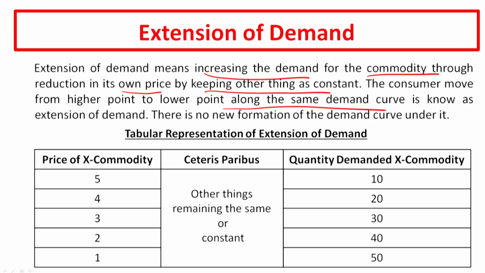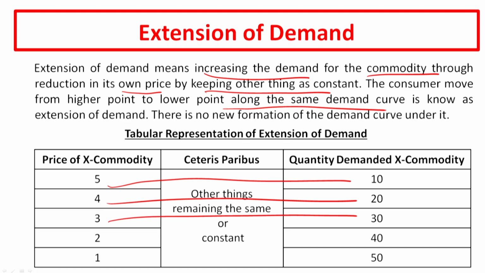There is no new formation of the demand curve under it. If you have a look at the table representing extension of demand, when the price was 5 rupees, the demand was 10 units. When the price came to 4 rupees, the demand went to 20 units. When the price was 3 rupees, the demand went to 30 units. When the price was 2 rupees, the demand went to 40 units. And when the price came to 1 rupee, the demand was 50 units. So this represents the extension of demand.